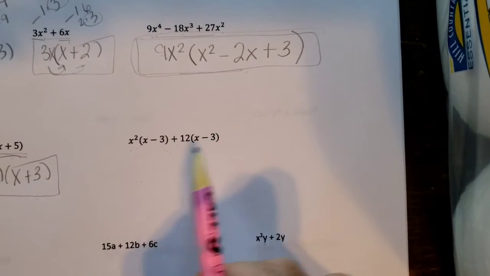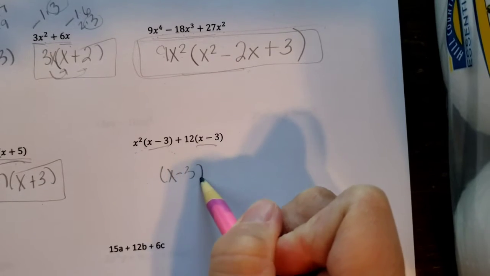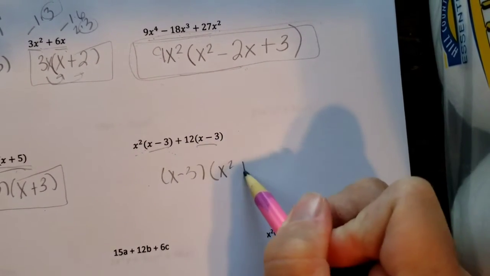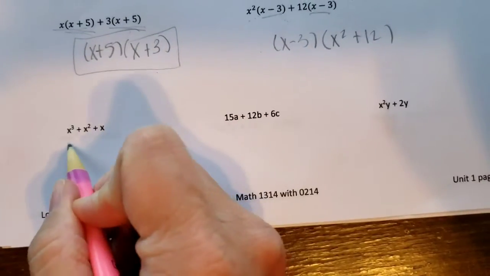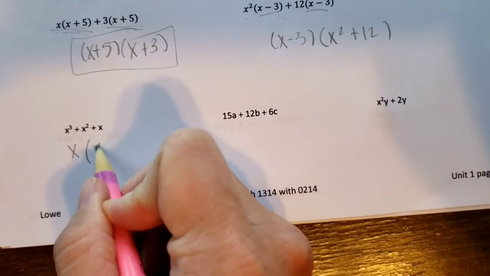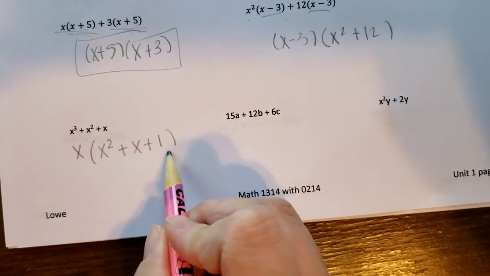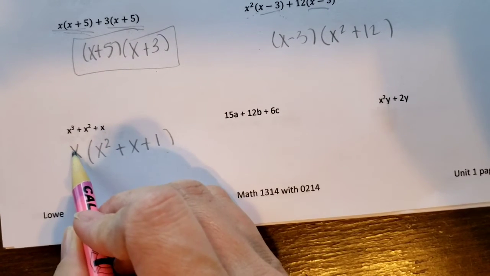Okay, this problem right here is similar to the previous problem. You can look and see the like factor of x minus 3. This guy leaves an x squared, while this one leaves a plus 12 when you pull out those like factors. The like factor here is the single x that they all have in common, leaves you with an x squared plus x plus 1.